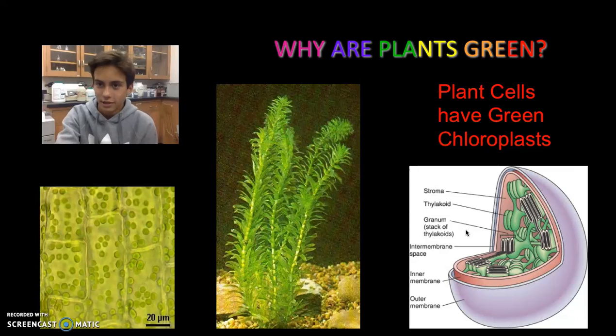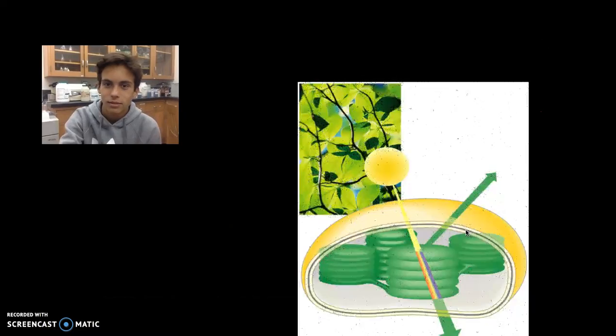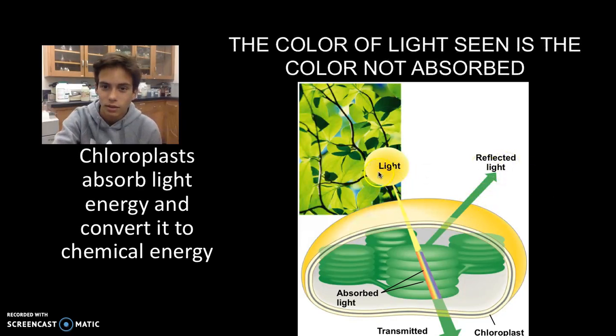Why are plants green? Plant cells have green chloroplasts. So what basically happens is this light from the sun, or whatever light source the plant is getting its light from, is every color, including green, but the chlorophyll, or the chloroplast, and the chlorophyll don't like green light, so they reflect it back at us. So that's why we see the color green when we look at plants.